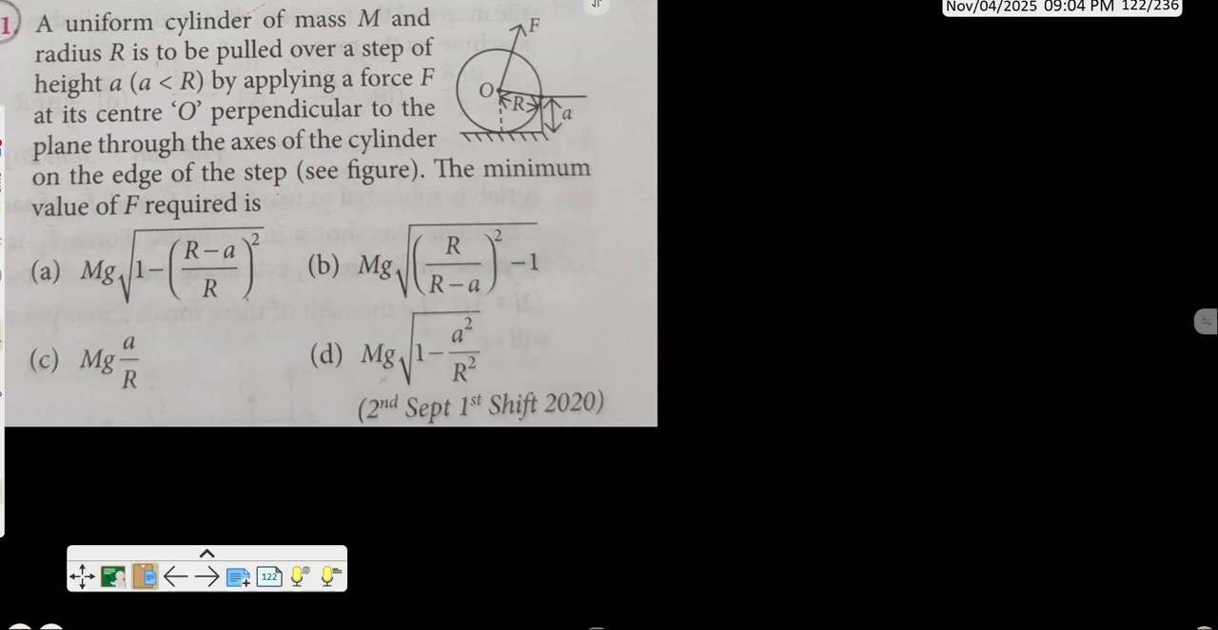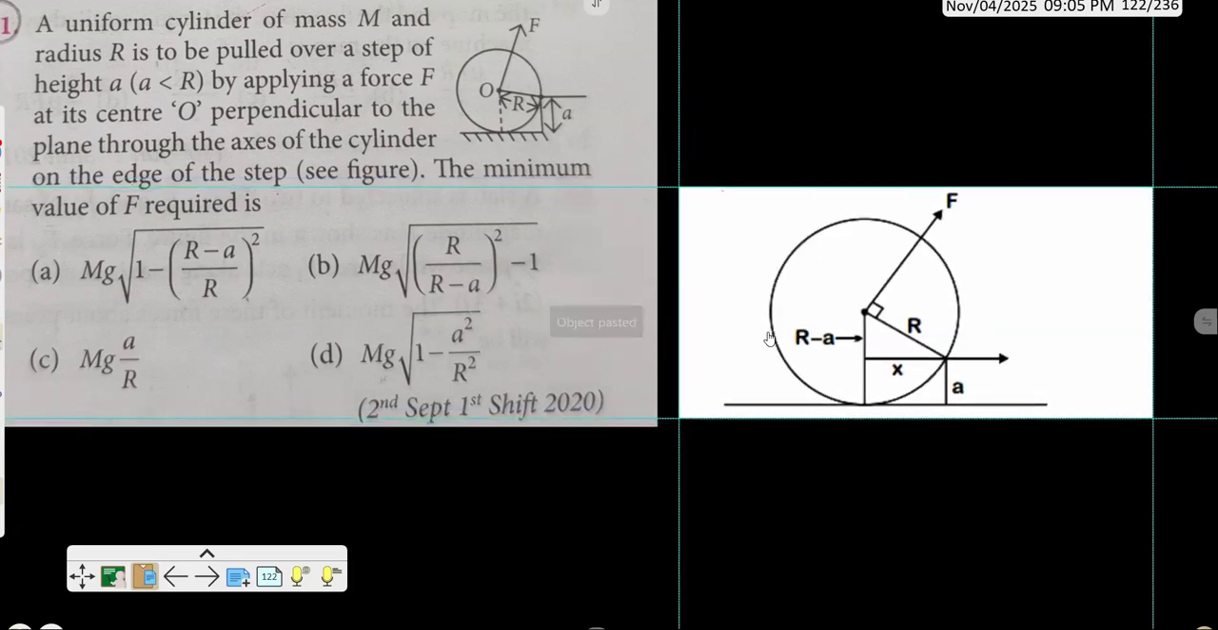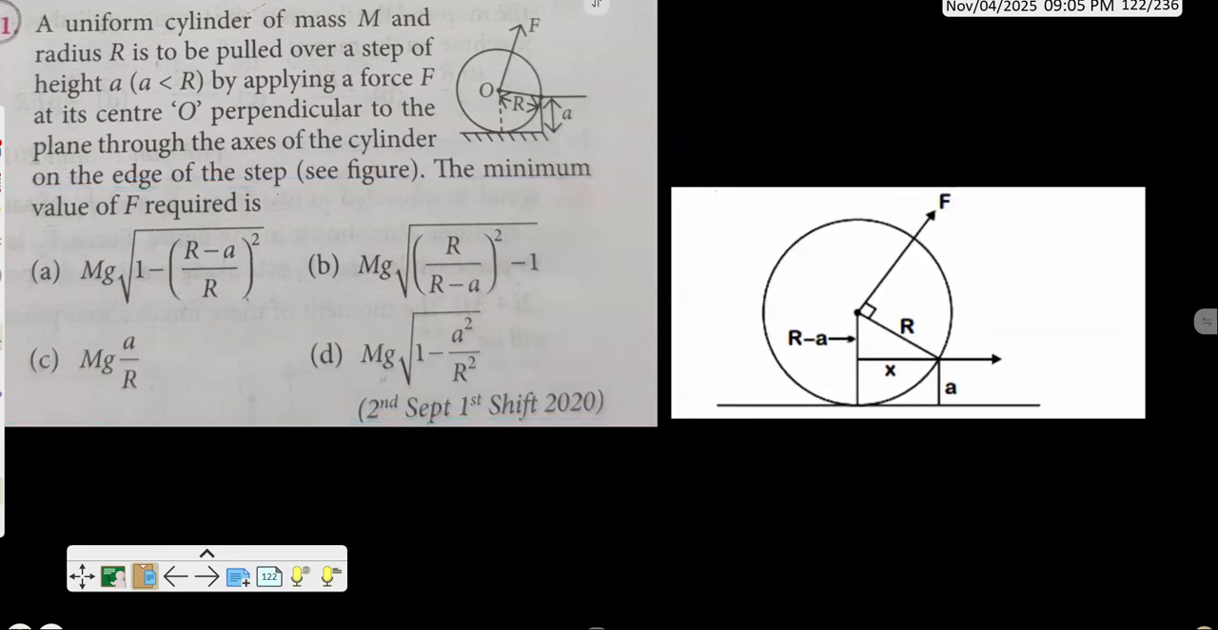Let us do this question. This says a uniform cylinder of mass m and radius r is to be placed over a step. Let us take this thing. This is how a step looks like, and this is my step. On this step, the cylinder has to roll.